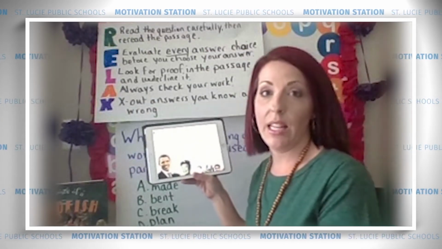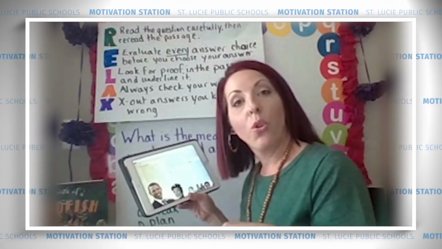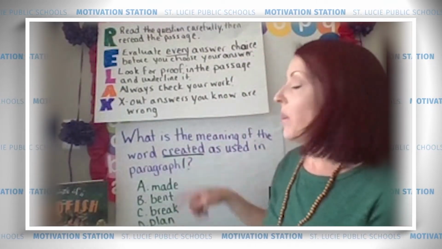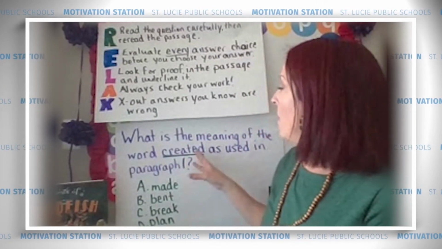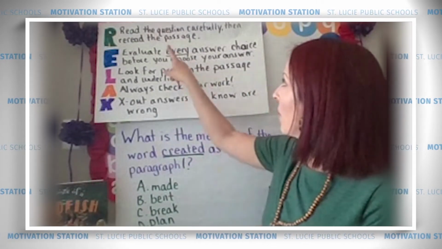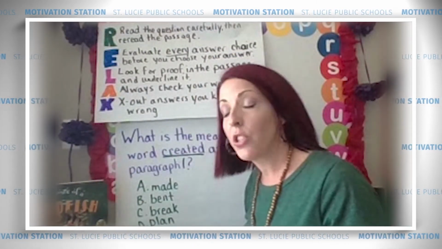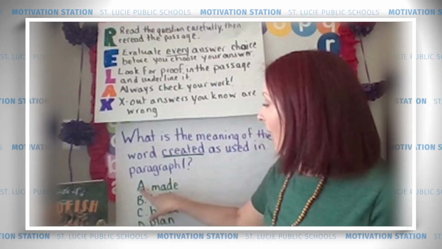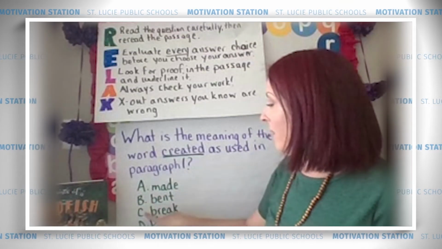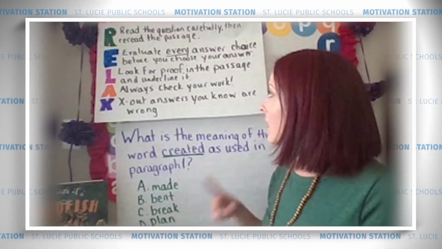of the United States. So I found, because I reread where that word "created" was, and that's the word that we have to find out what means as it's used. So now we want to evaluate every answer choice before I choose. We're going to do the E, boys and girls. So A, made, B, bent, C, break, D, planned.